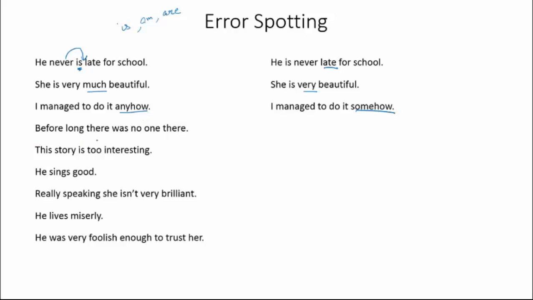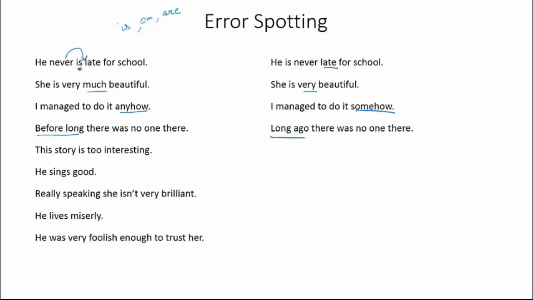Before long, there was no one there. Now before long will not be used here because we can use ago. We use before to count from a past moment, not from current. Where we can use ago because ago means counting from right now. Before long also means soon. So long ago, there was no one there.